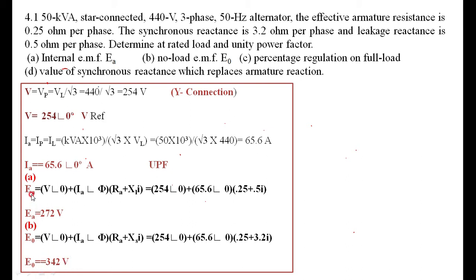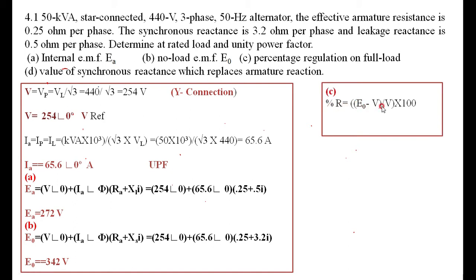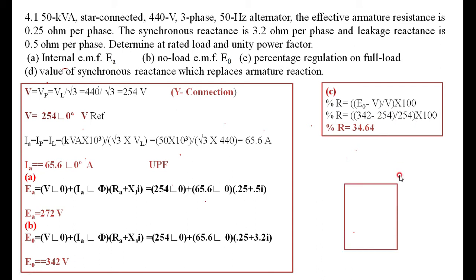That is the no load voltage. Then the third part asks for the percentage regulation, which is nothing but E naught minus V divided by V into 100. Substituting the value of E naught as 342, minus 254, divided by 254, all multiplied by 100, what we get is 34.64% as the percentage voltage regulation.